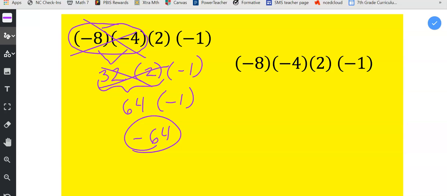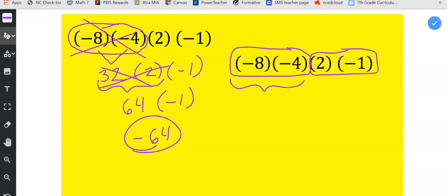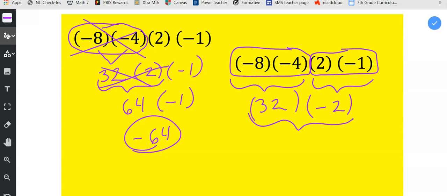Here's another way to approach the same problem. What you can do is multiply -8 times -4. Like signs, you get a positive. And then we could also multiply at the same time 2 times -1 to get -2. Then from there, we would multiply 32 times a -2, and we would get -64. Unlike signs, you get a negative.